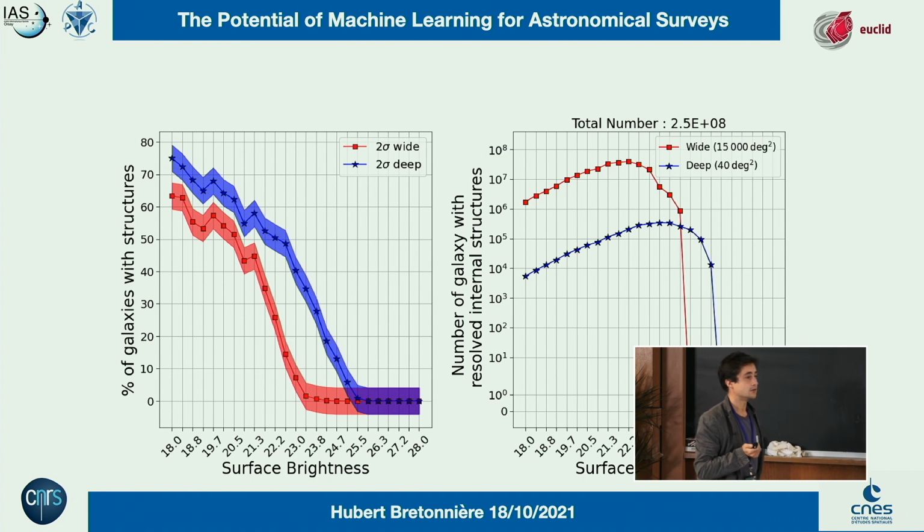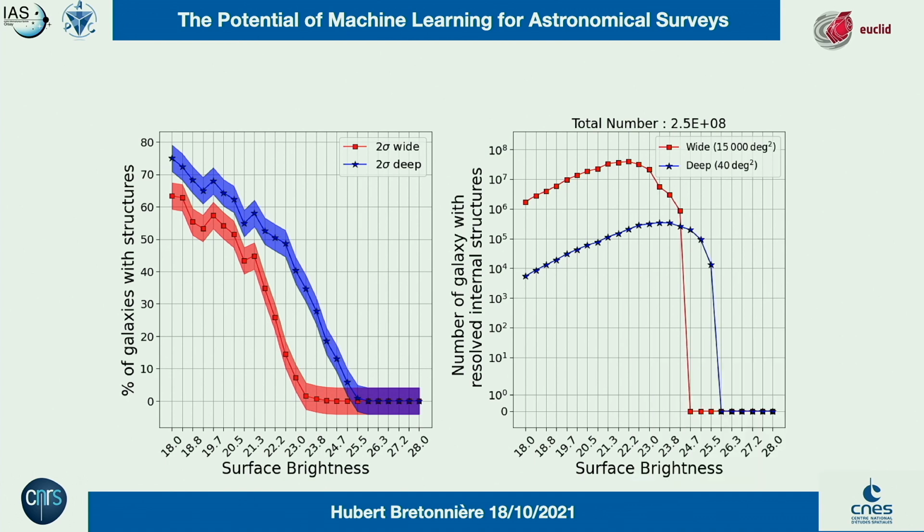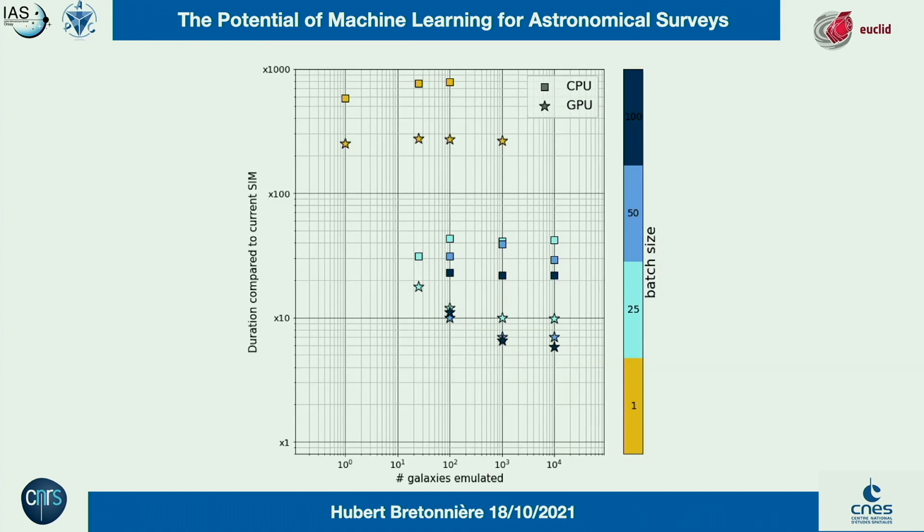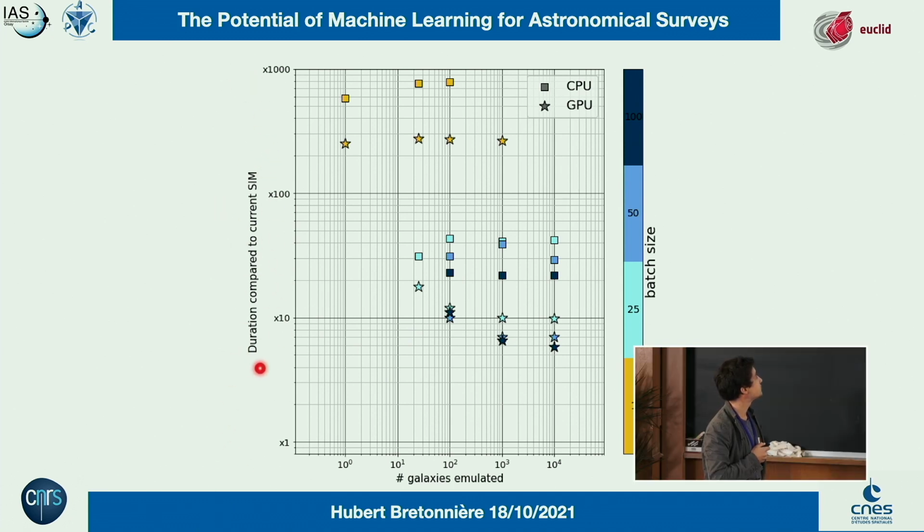We use that in our paper for Euclid that forecasts the number of galaxies that Euclid will be able to resolve with interesting morphology, to have a forecast on the possibility for galaxy science for Euclid, so more the legacy part of Euclid. This is a plot that I wanted to precisely highlight for this conference on the potential of machine learning, because this is a benchmark we did where we look at the speed of our algorithm compared to the actual algorithm that creates the galaxies for Euclid.